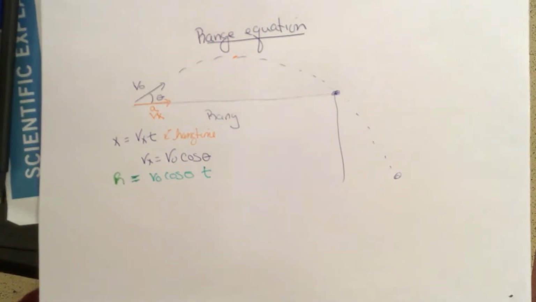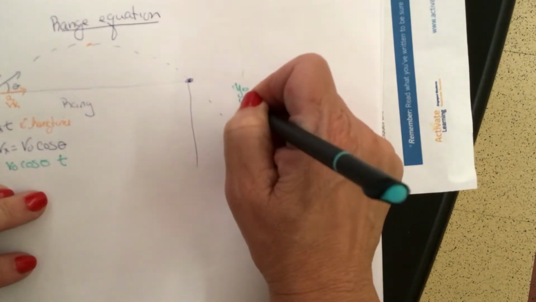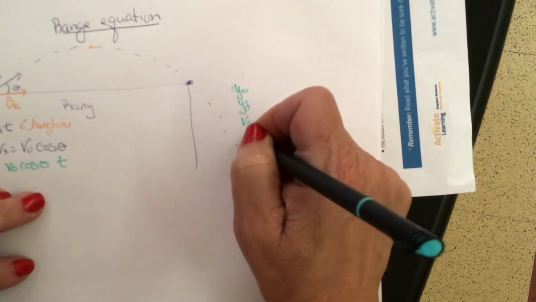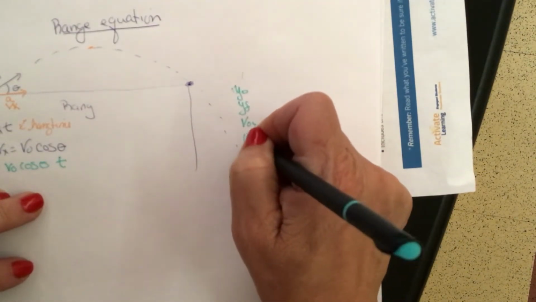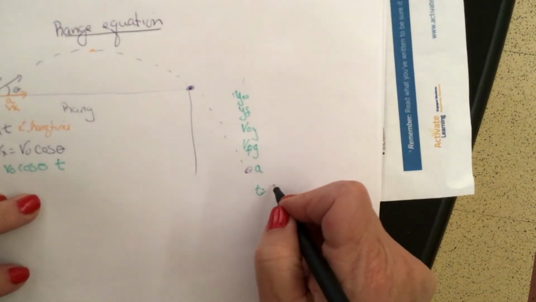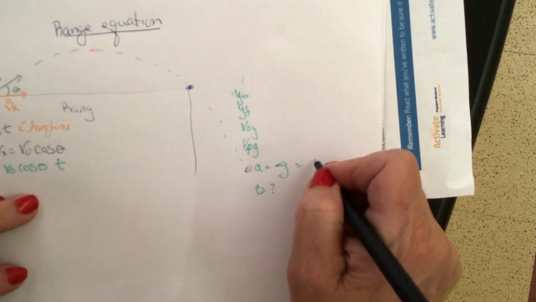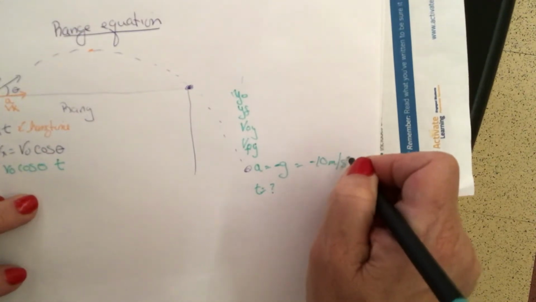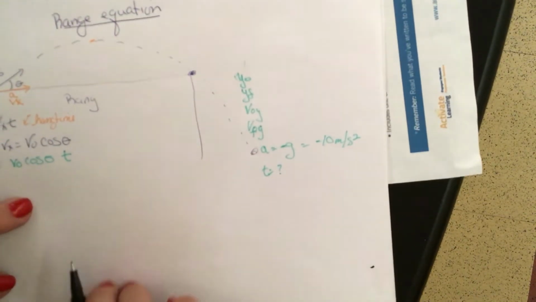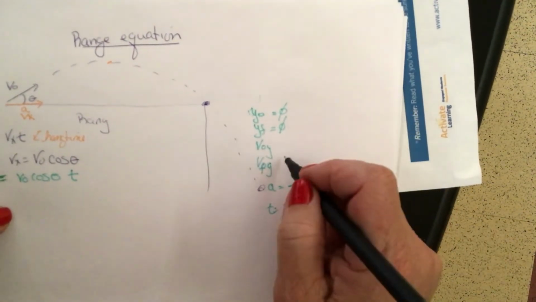So now let's look in the y direction and try to decide what we can figure out there. Let's write down our variables about what we know: y naught, y final, v naught in the y direction, v final in the y direction, a, and time. We don't know the time yet. We do know acceleration, and that's equal to negative g, which we know is negative 10 meters per second squared. Do we know the initial position? Yeah, we know the initial position is 0, and we know the final position is 0.